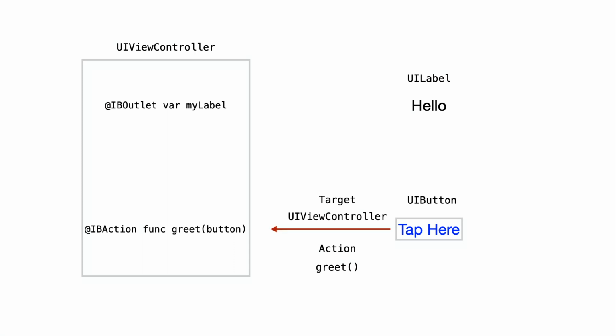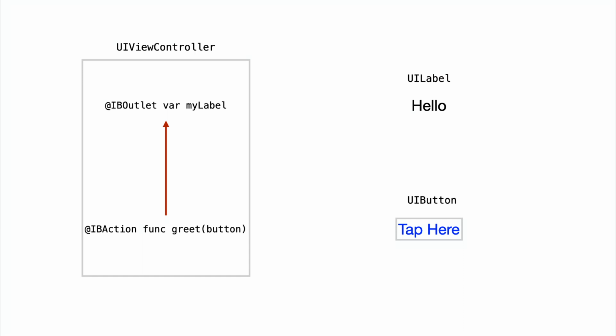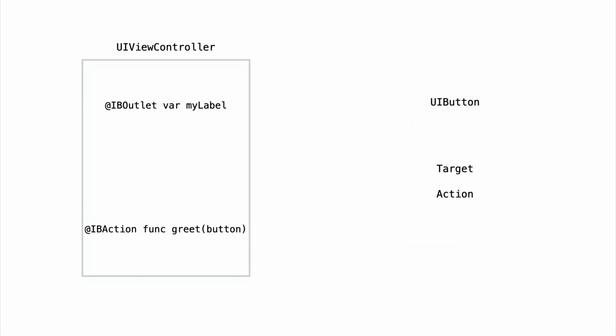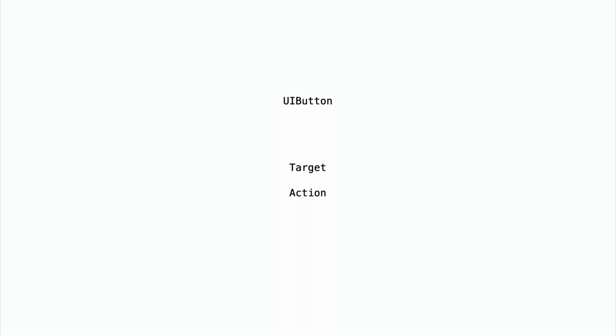When we tap the button, the greet method is fired. In turn, it talks to the label through its outlet. It changes the label's text to Hello World, and it changes the color to green. In addition, the action knows who the button is. It knows who the sender is, so it's able to send a message back to the button to disable itself. And that's our UIKit version of this simple application. The UI button knows its target and its action, and that's all it needs to know. The target is this object and the action is a selector.